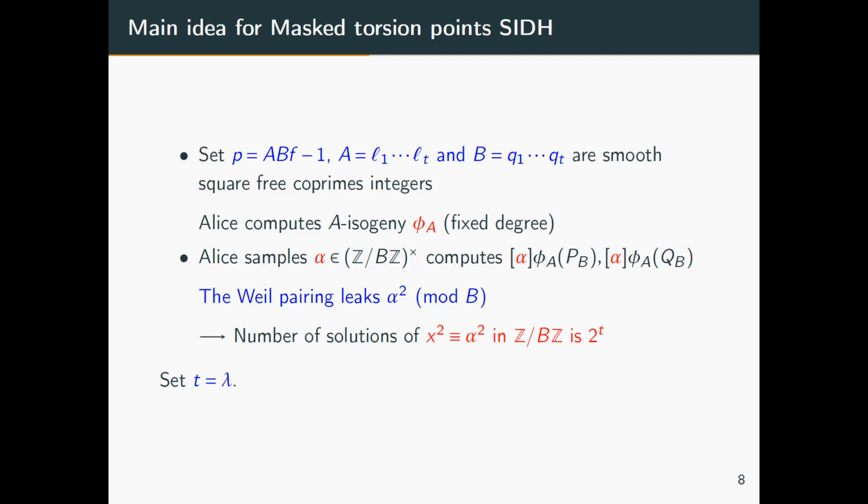element. And I will sample the random value alpha and compute these 2 points. Do you think the Weil pairing reaches the square alpha squared mod B? But it is okay because the number of solutions of x squared equals alpha in Z over B Z is 2 to t. It is proved from the Chinese remainder theorem. So when we set t equals lambda, the security parameter, the space of the alpha becomes 2 to lambda. So it seems secure.